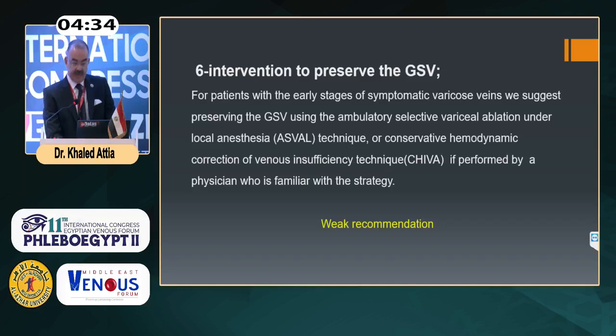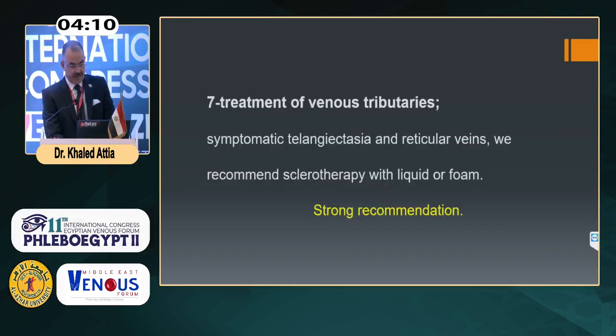Intervention to preserve the great saphenous vein. For patients with early stage symptomatic varicose vein, we suggest preserving the great saphenous vein using ambulatory selective varicose ablation under local anesthesia technique or compression hemodynamic correction of venous insufficiency technique called CHIVA, if performed by a physician who is familiar with this strategy. A weak recommendation.